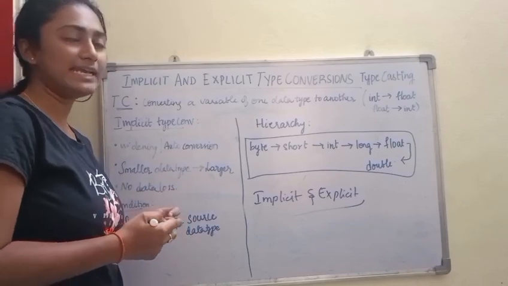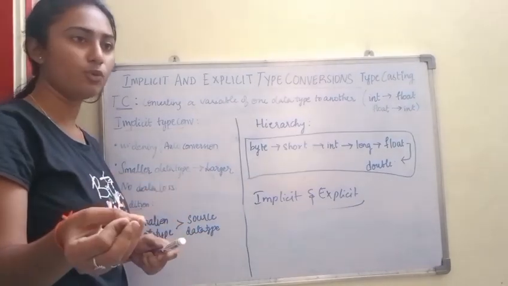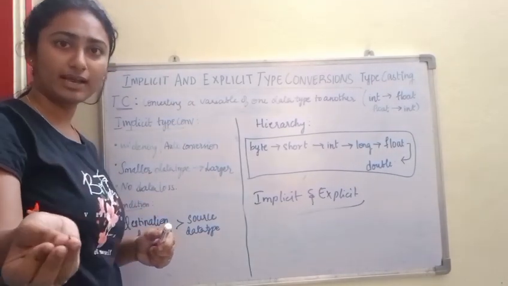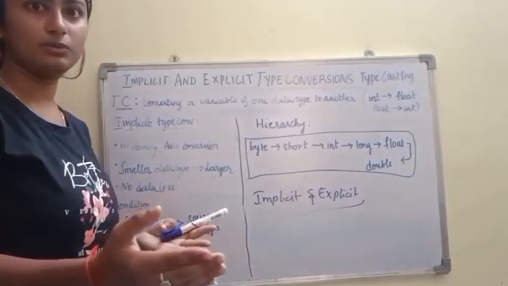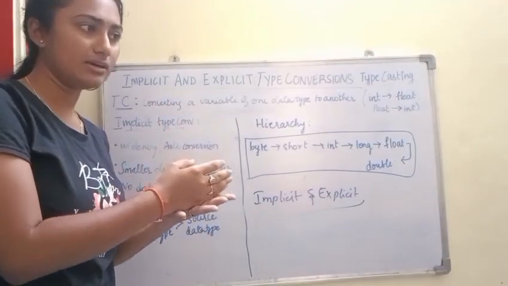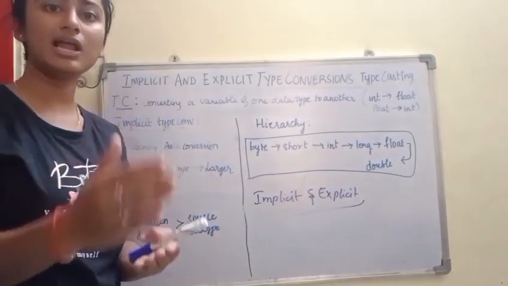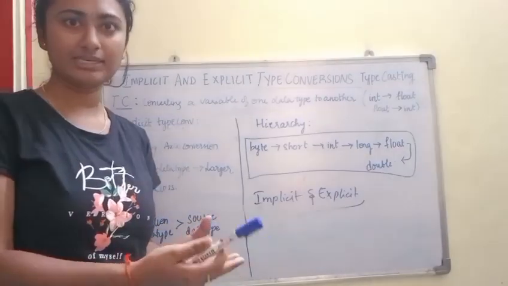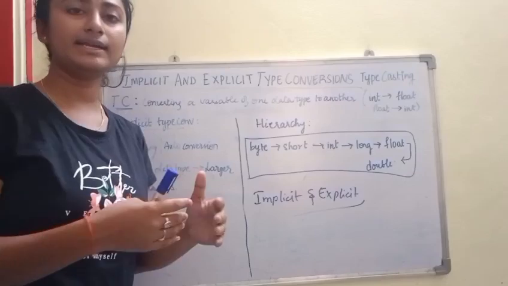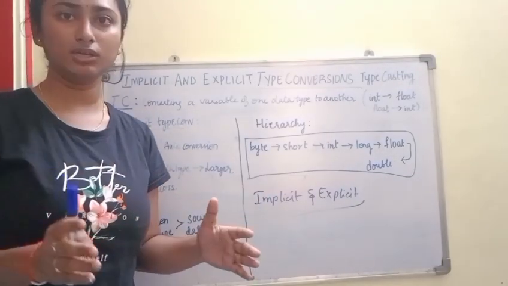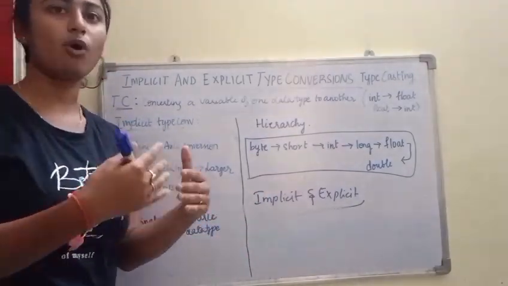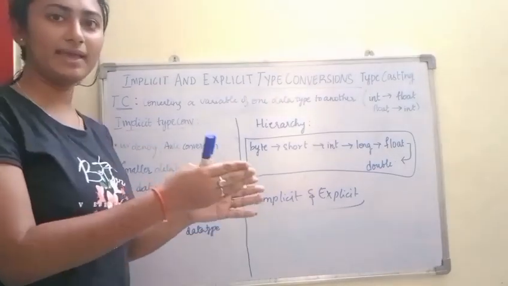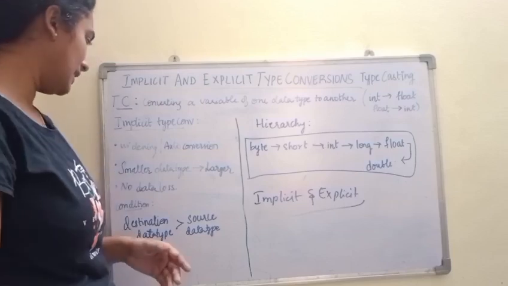For example, you can take int. Int is a smaller data type and long is a larger data type. When you convert int to long, you're converting the variable from a smaller data type to a larger data type, and this happens automatically. When you declare something as an int and convert it to long, it automatically gets converted to long. So this is automatic conversion, and it is called widening because from something small we're making it large.